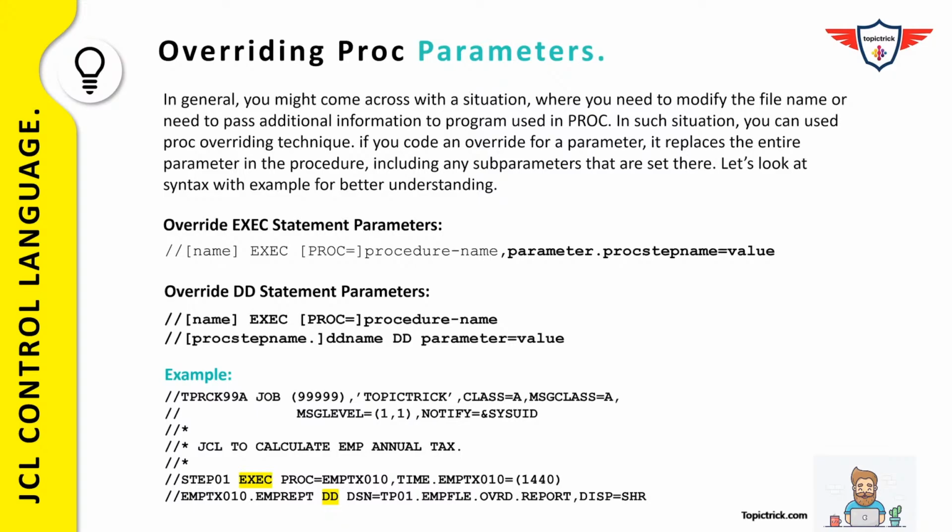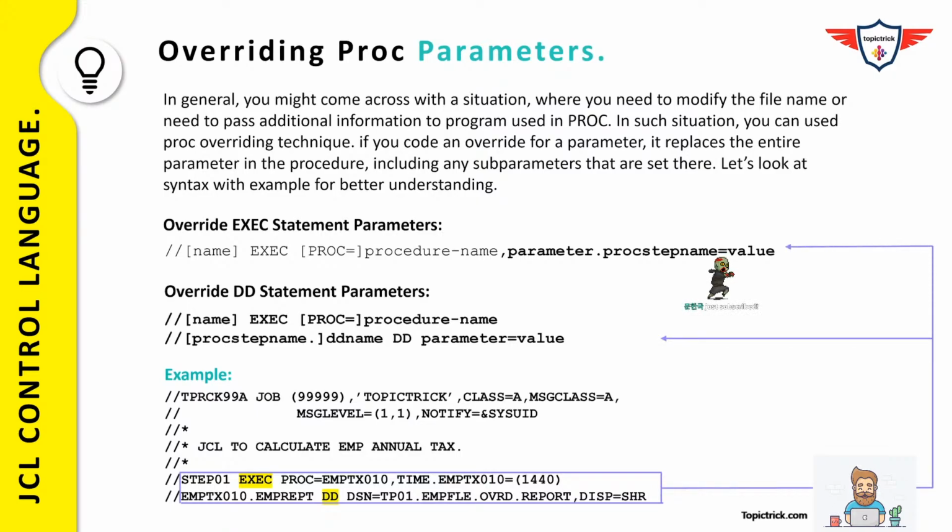And before we look into the example, I would like to highlight that whenever you override any execute, DD or output statement, make sure you include all the subparameters that are not supposed to change, or that will remain unchanged during this override process. So here's an example that illustrates how you can use the proc overriding technique to override the DD statement and execute statement. And this will clearly explain all we discussed till now.